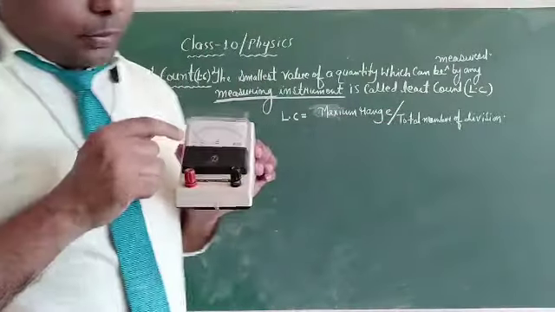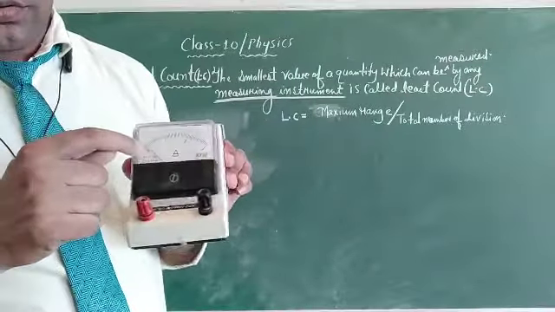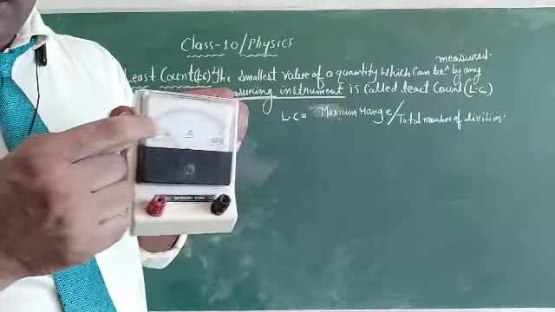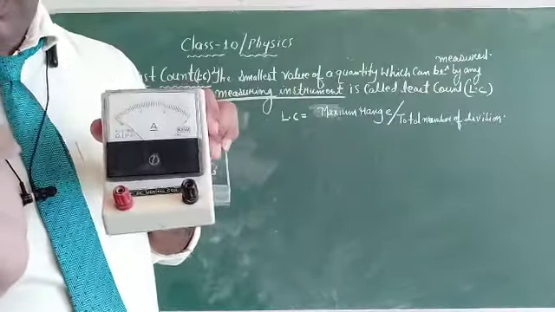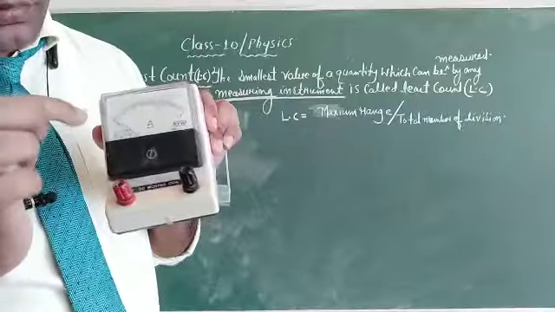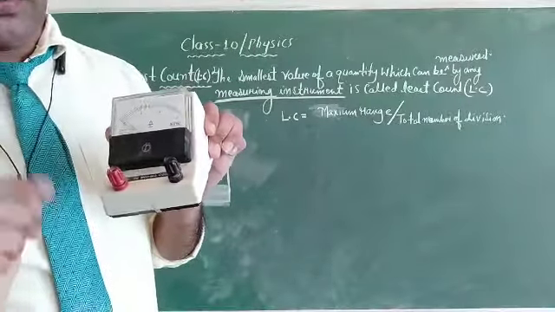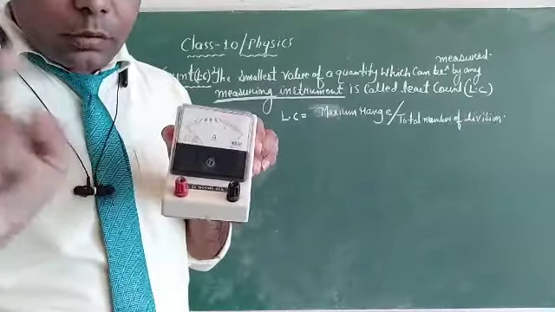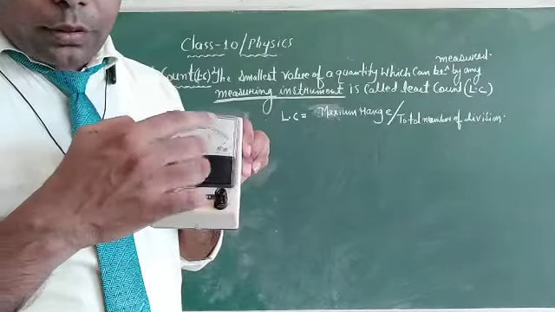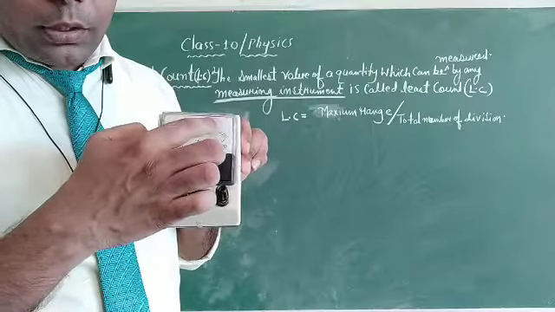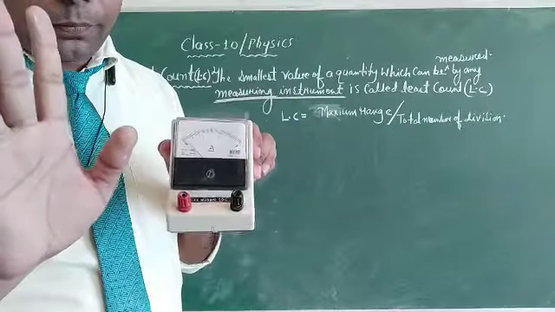So see here, if you count the divisions between 0 and 1, you see the total number of divisions is 5, 10, 15, 20. Means between 0 and 1, how many divisions? 20. We need the total divisions. So till 1 it is 20 divisions. When you go to 2, it will be 40 divisions. When you move to 3, it will be 60 divisions.